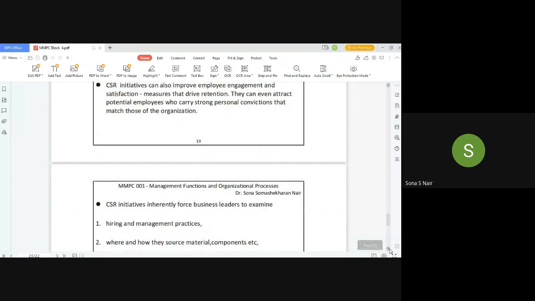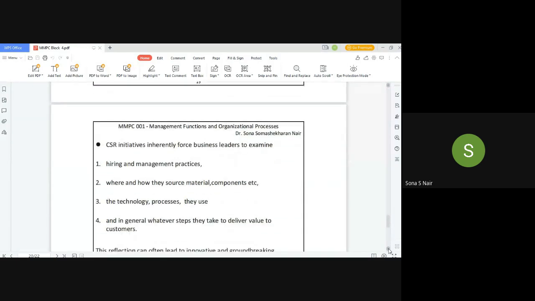The third thing is that it inherently forces the business leaders to examine their practices, processes, and procedures. So when the organization starts working on the CSR, it takes CSR initiatives, the people in the organization will start questioning processes which are harmful to the society, practices which are not good for the society, for the environment.